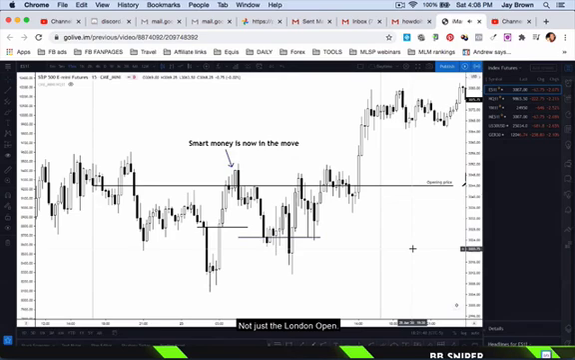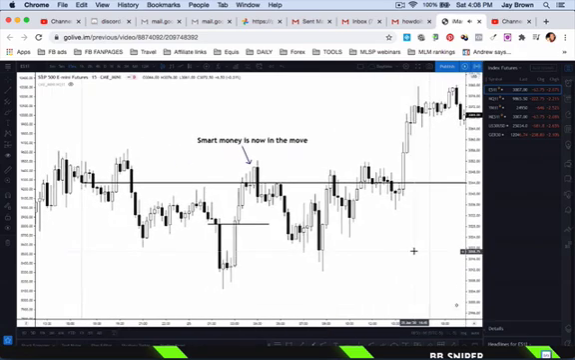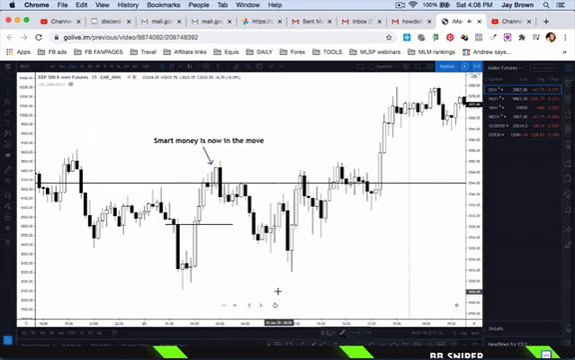So now here's another thing as well, not just the London Open. Now you have to understand the New York Open. The New York Open, for me, is at 8:30.